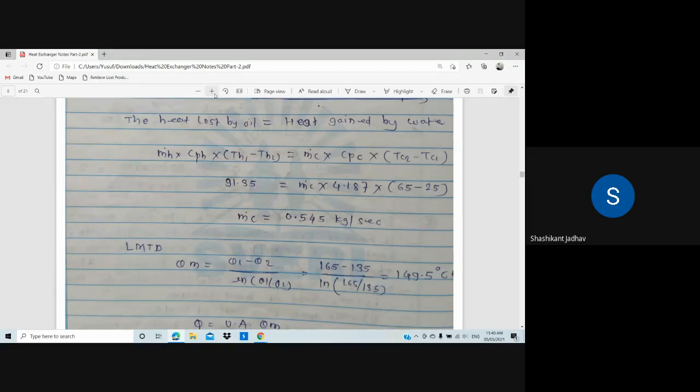Okay, so this is the value of LMTD. Now we have to use the standard equation, Q is equal to U into A into theta m. In that equation we have to calculate the value of area. As we have calculated the value of Q and theta m, and the U value is given to us, that is the overall heat transfer coefficient, 420 watt per meter square degree Celsius, put those values into the equation and find out the value of area.